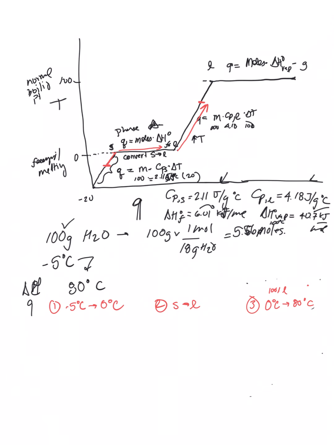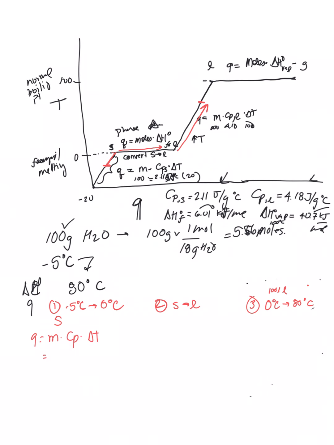Alrighty, so let's take a look. Okay, so first things first, let's find out what's going on with this step. So we are in the solid form here. We're ice, so we're going to use our CP sub S. So our Q is equal to mass times CP times delta T.